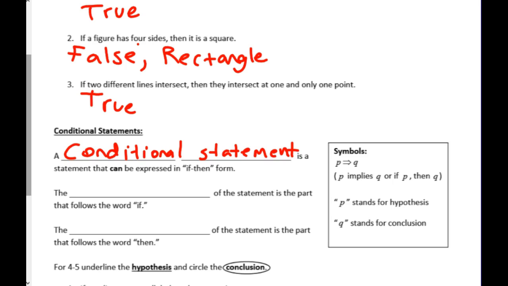All right, so next one. If blank, then blank. The first part we call the hypothesis. Y'all seen that word before, hypothesis, in science? It's always at the beginning. So just like in science, in a conditional, the hypothesis is the first part. So if I say, if I'm Mr. G, then I'm cool, the hypothesis is: if I'm Mr. G. That's the beginning, okay?